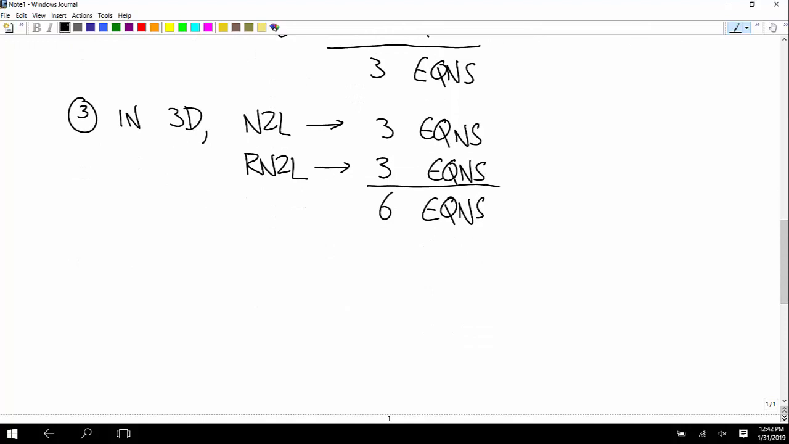Okay, I'm going to do a couple example problems. Anybody have any questions about anything I said here first? All right, well, I'm going to start with a 2D example problem.